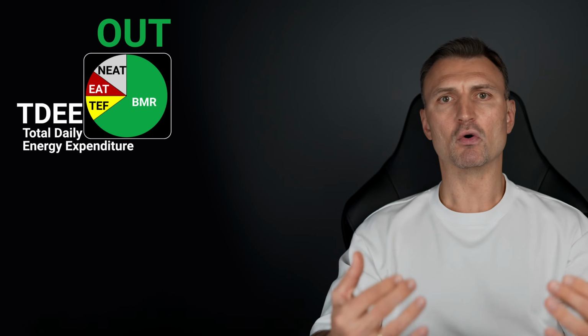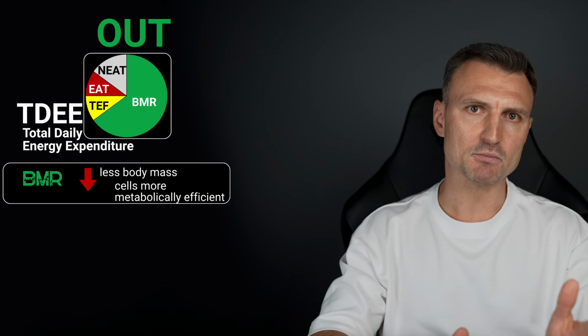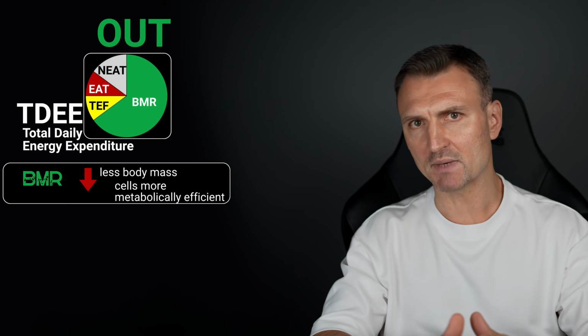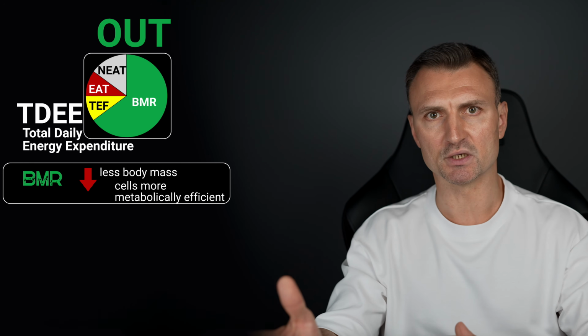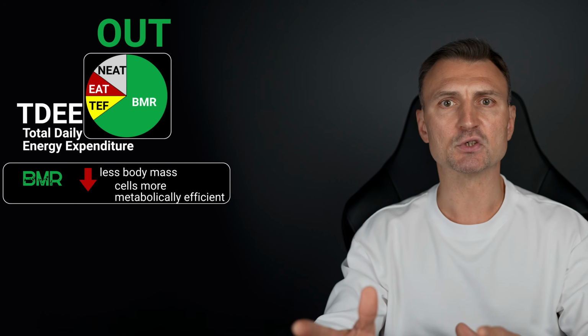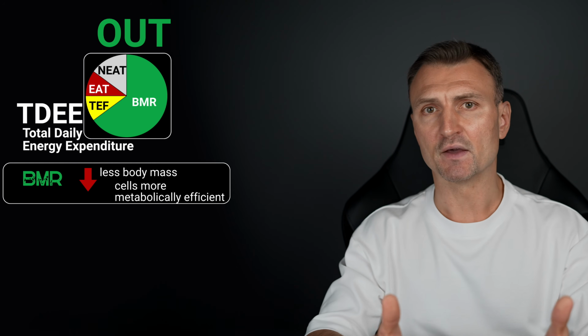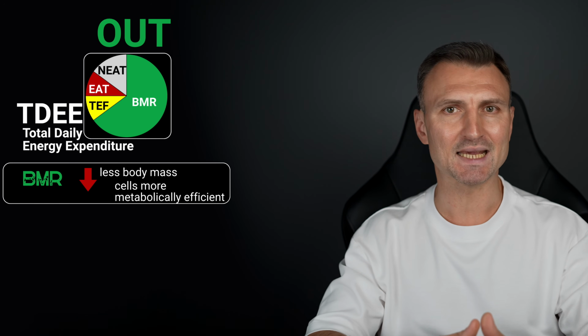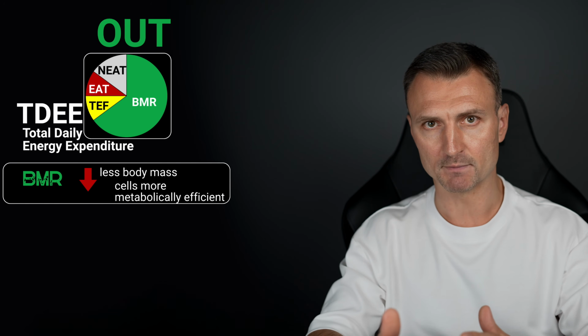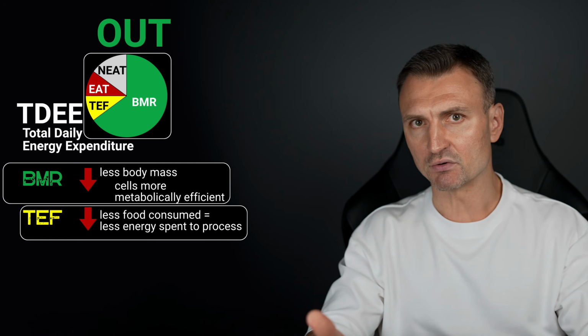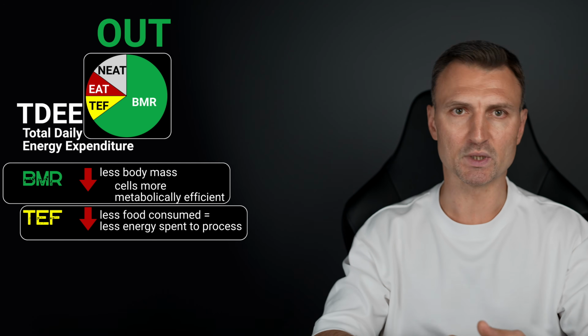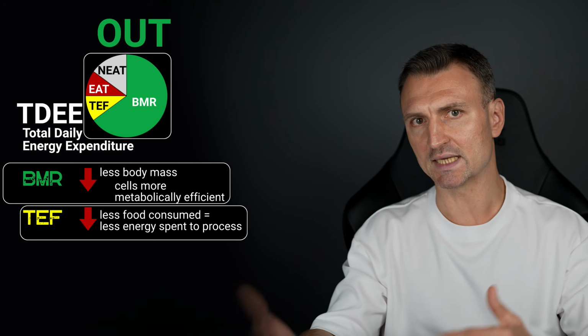If we look at the total daily energy expenditure, we will see that all 4 components of it, BMR, TEF, EAT and NEAT, will be affected by this metabolic adaptation. Basal metabolic rate will decrease, not only because body mass is decreasing, and we remember that one of the BMR determinants is body weight and height, but also because our organs and cells become more metabolically efficient. And the studies show that BMR may drop by 10 to 15%, which is a serious number. Thermic effect of food will also decrease, and that's natural. We consume less food, so we end up spending less energy on its processing.